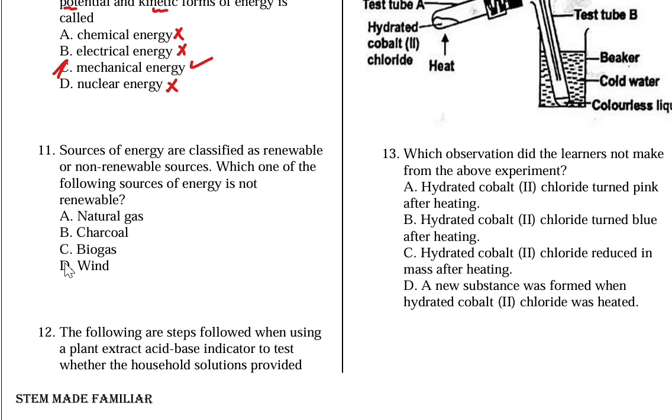So to start with, we know that wind is natural and endless. This one is renewable. What about biogas? Biogas is from decomposing organic waste, and therefore it is renewable. Even charcoal is renewable from wood, that is biomass. What about natural gas? This one is not renewable. We usually say that it is fossil fuel. It was formed millions and millions of years ago. Therefore, when it is depleted, it cannot be renewed again, and therefore natural gas is not renewable. It is non-renewable. We continue to question number 12.